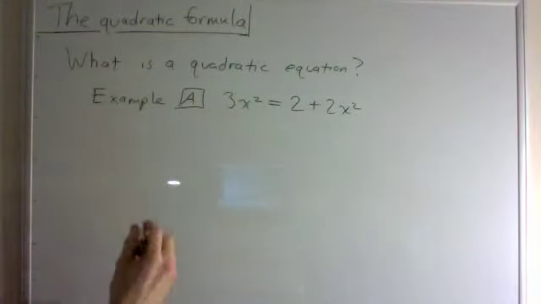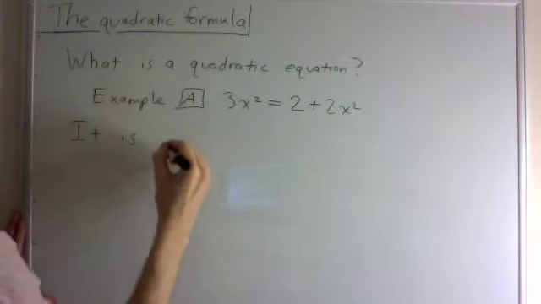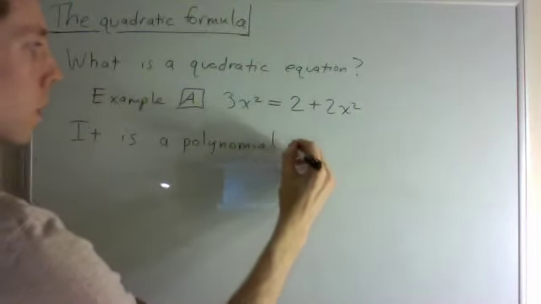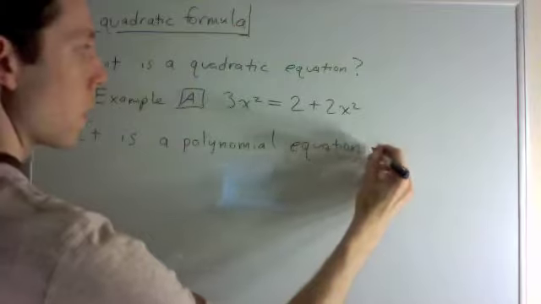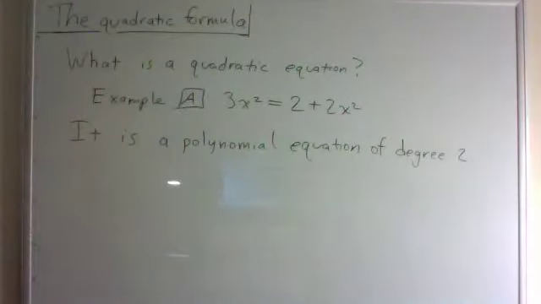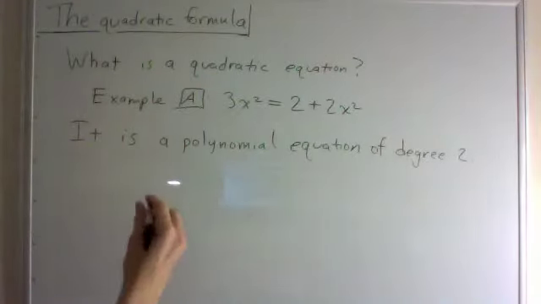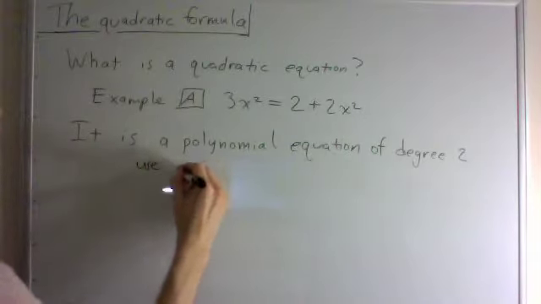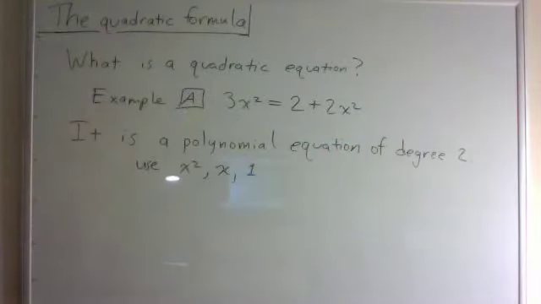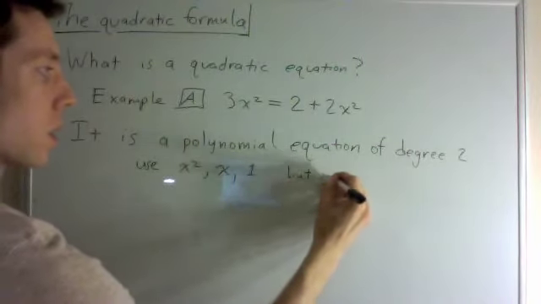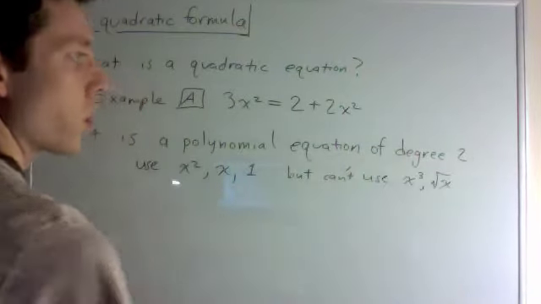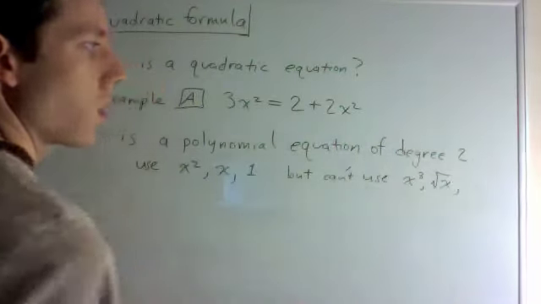In general, a quadratic equation is a polynomial equation of degree 2. So by saying it's a polynomial equation of degree 2, I mean that you can use x squared terms or x terms or constant terms, coefficients times 1 instead of the variable x, but you can't use variables x cubed, the square root of x, or higher degree terms.